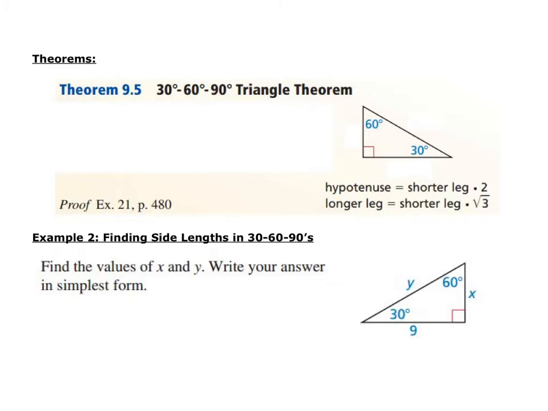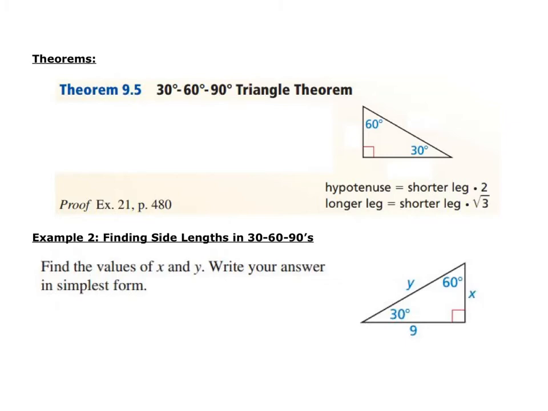So we're on the next page here, and we have our other special right triangle. Alright, so a 30, 60, 90. Now, remember on the 45, 45, 90, we knew that we had two congruent legs. Well, we still have two legs in a 30, 60, 90, but they're not congruent.